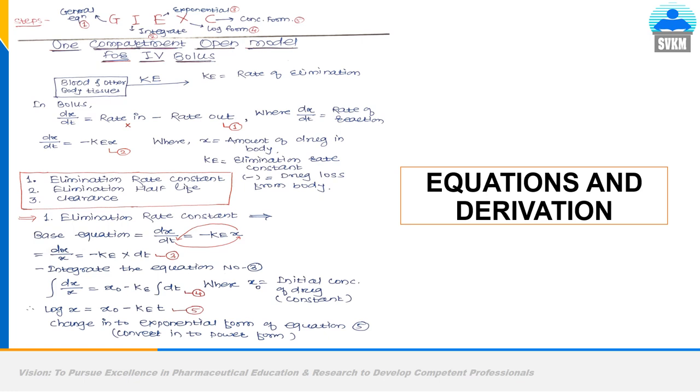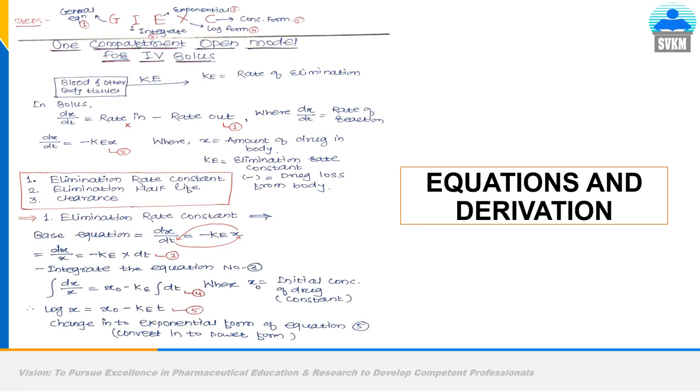Next step is we just convert this integral into log form. So log x is equal to log x0 minus Ket. As we know, integration of dt is nothing but t only, and integration of dx upon x is equal to log x only. This is the basic equation. So from this equation 4 we'll get equation number 5. Just remove the integration, that's it.